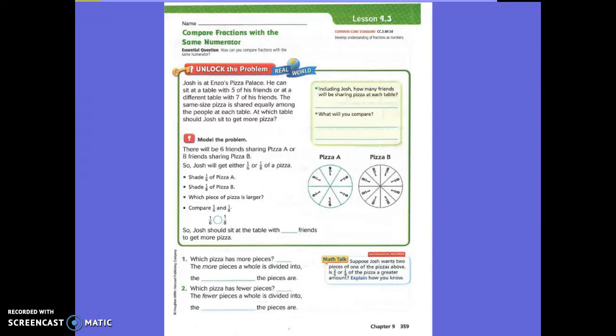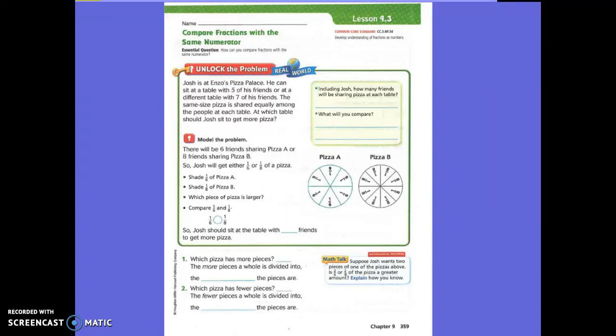Okay, let's read the story problem. Josh is at Enzo's Pizza Palace. He can sit at a table with 5 of his friends, or at a different table with 7 of his friends. The same size pizza is shared equally among the people at each table. At which table should Josh sit to get more pizza?